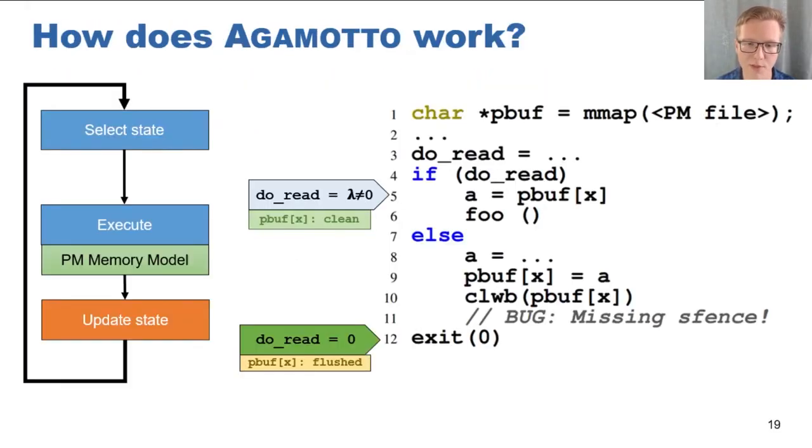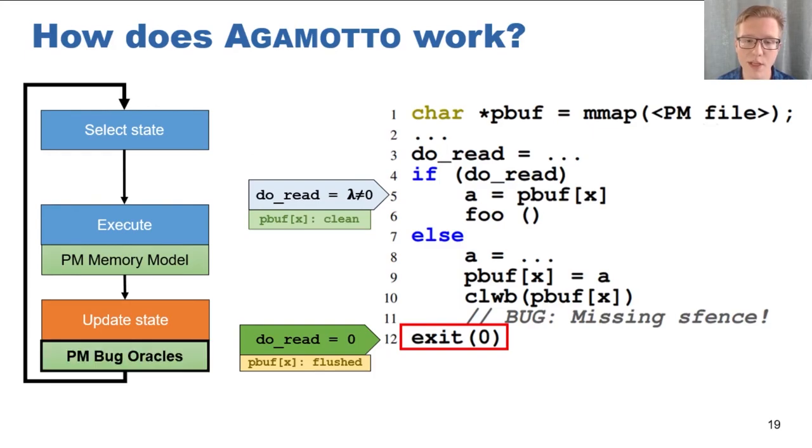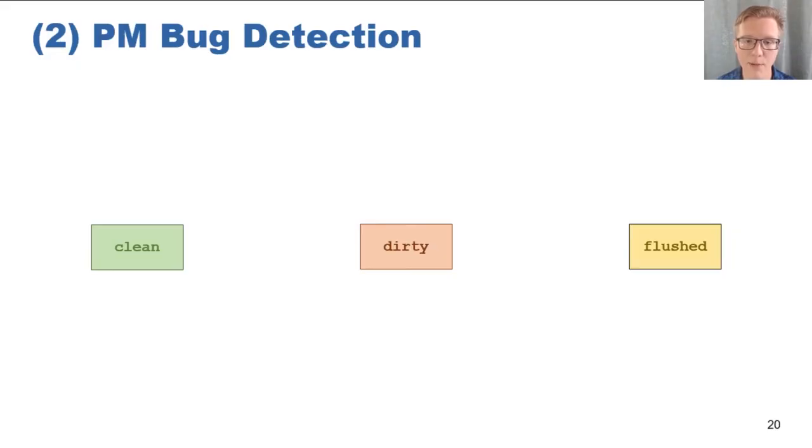Now that we've modeled persistent memory, the next thing we need to do is actually find bugs in persistent memory applications. In this updated example, the highlighted state is about to terminate since it's about to execute this exit call. However, there's a persistent memory bug, as pbuff of x is flushed but not clean. So we detect this bug by augmenting AGAMOTTO, or augmenting CLI, with a set of persistent memory bug oracles, which run after updating the state after every instruction. So we implement our application-independent bug finders as bug signals on our state transition diagram of persistent memory.